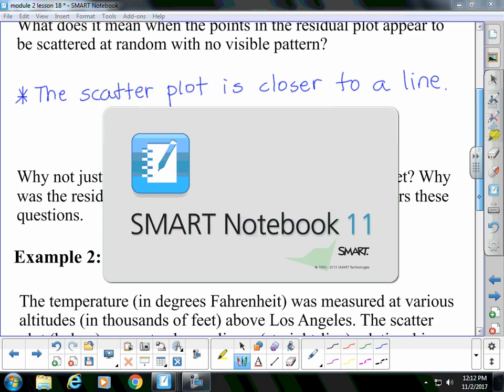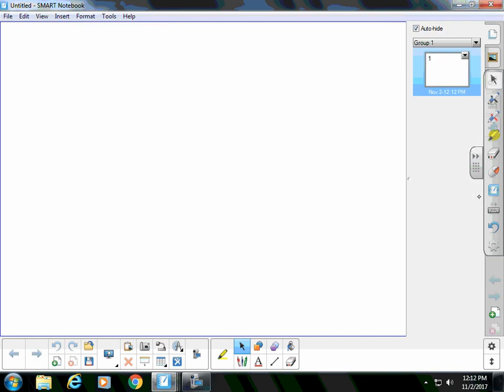Sorry, I hit the smart button. I'm opening up a new smart book right now, which I did not want to do. Wait till it opens and then close it.